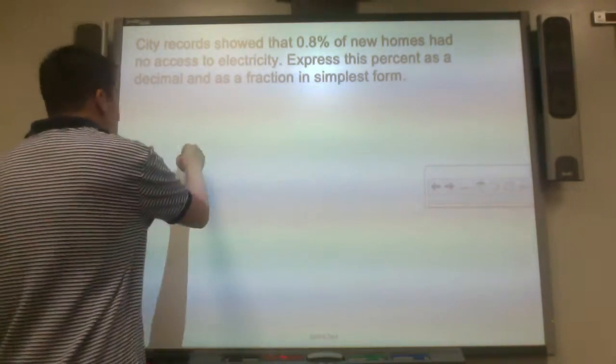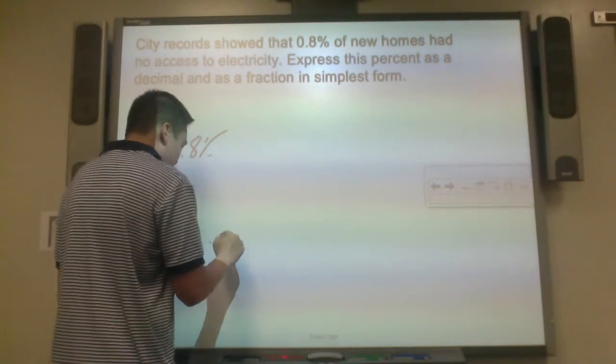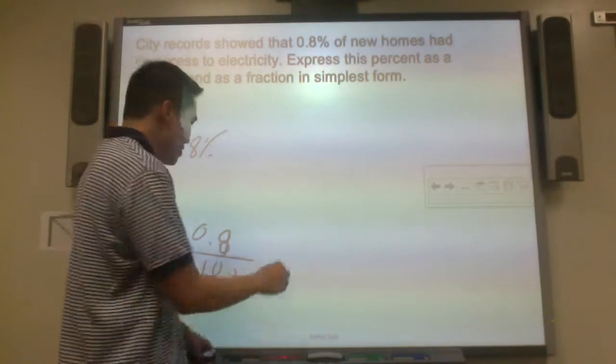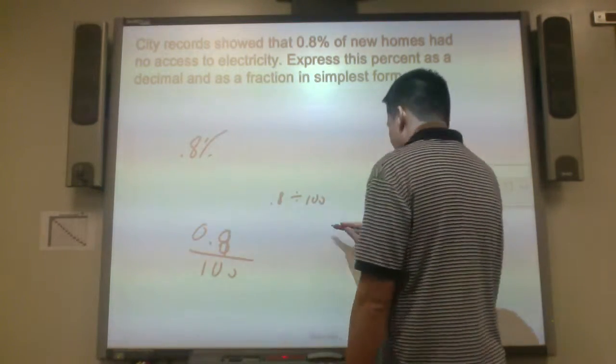So we have 0.8%. What would that be as a decimal? 0.8 per 100. What's another way to say this? 0.8 divided by 100.